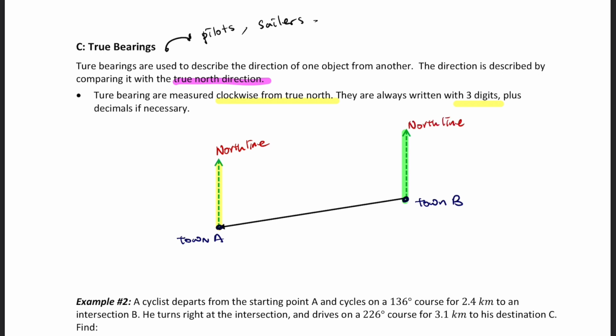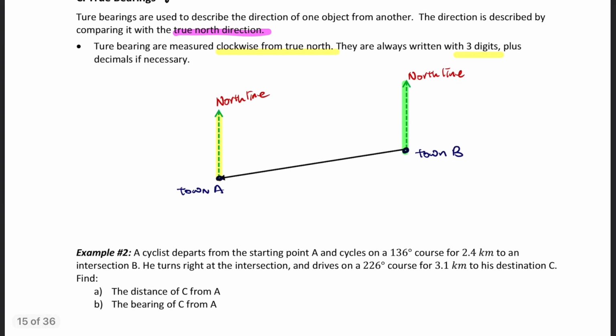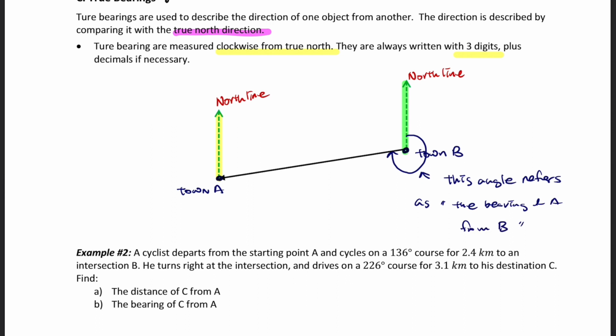Okay, then if I try to calculate the angle from our north line, the green north line, to this black line here, then we can call this angle the bearing of A from the point B. So we can write this angle as the bearing of A from B.